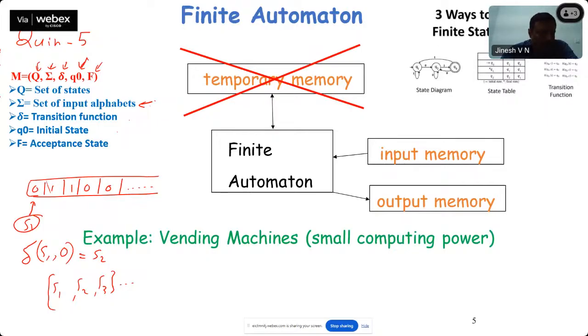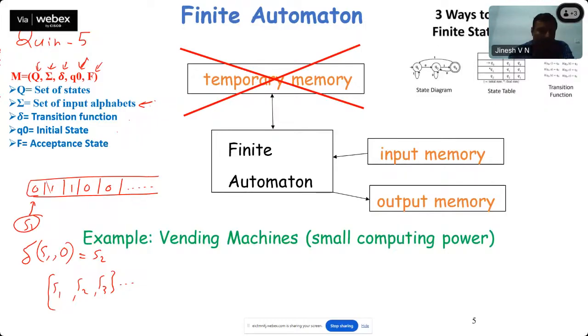So I will be representing this delta as the function name. In parenthesis, we are writing delta(S1, 0) = S2. That means at present you are reading the input 0 on the state S1, so that the machine will be transferring to another state S2.